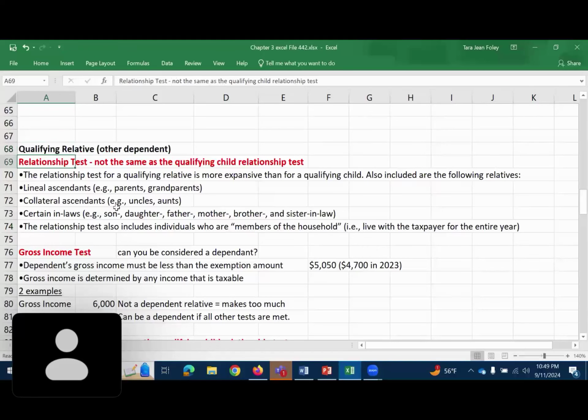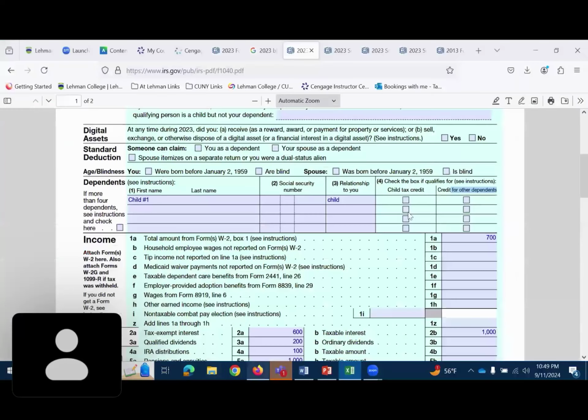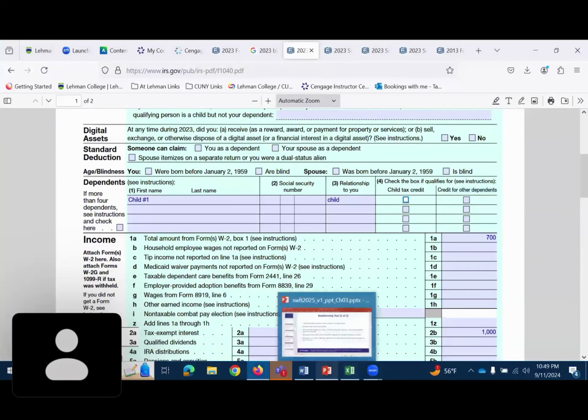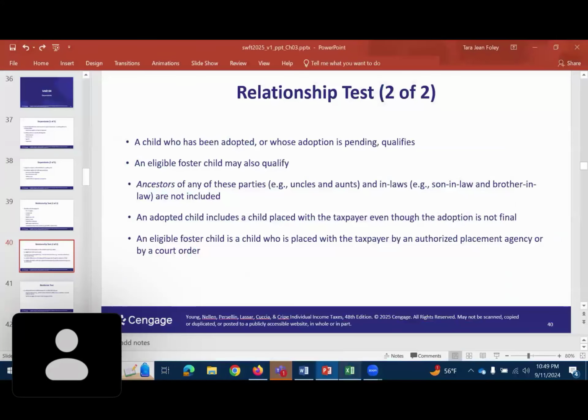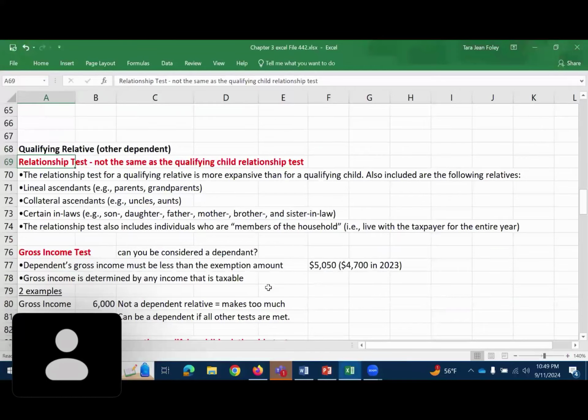And they're basically just saying, because the child tax credit is greater than the credit for other dependents. And this is just the law. This is just the laws, okay?